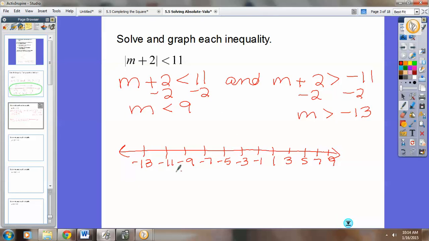So your graph, looks like you guys are on the right track with your graphs. It's between -13 and +9. So did you write your compound inequality also? Did you go ahead and do that step?